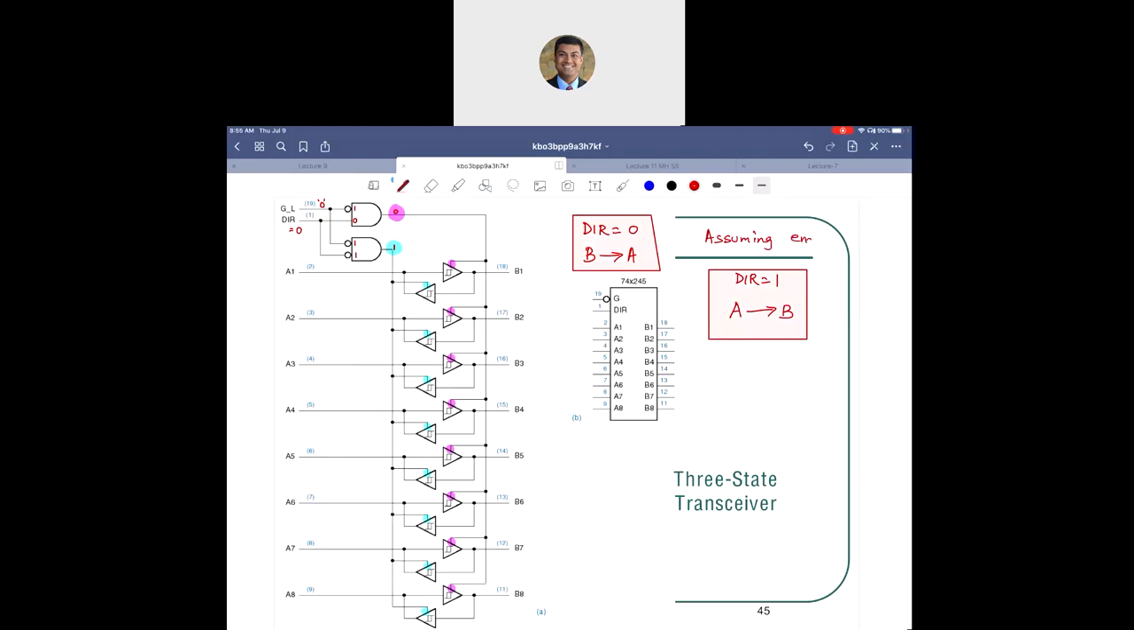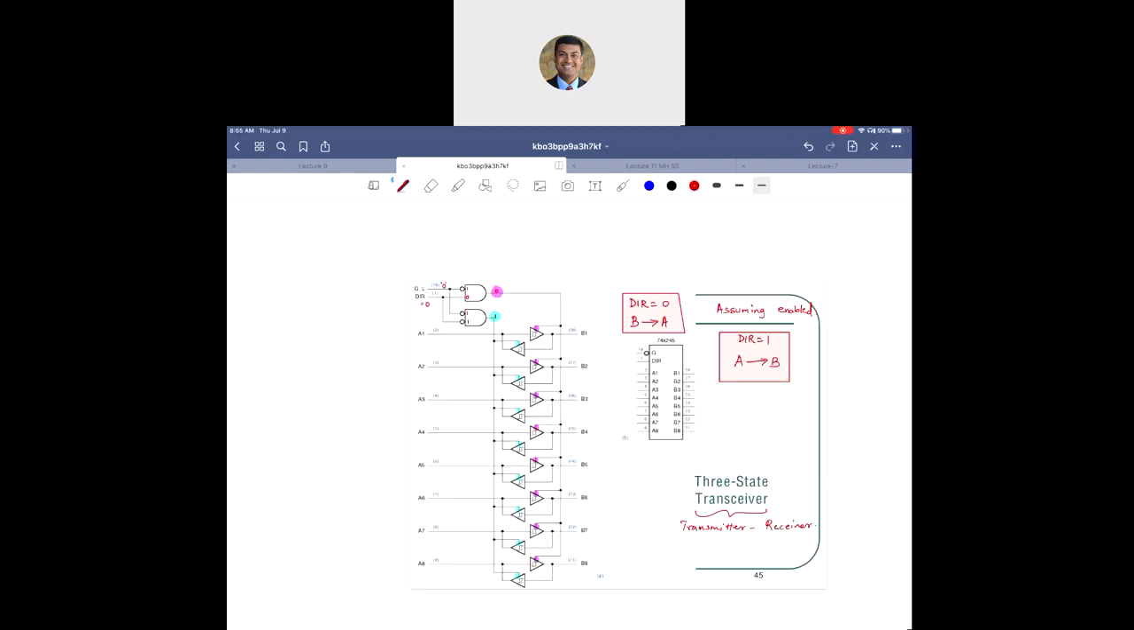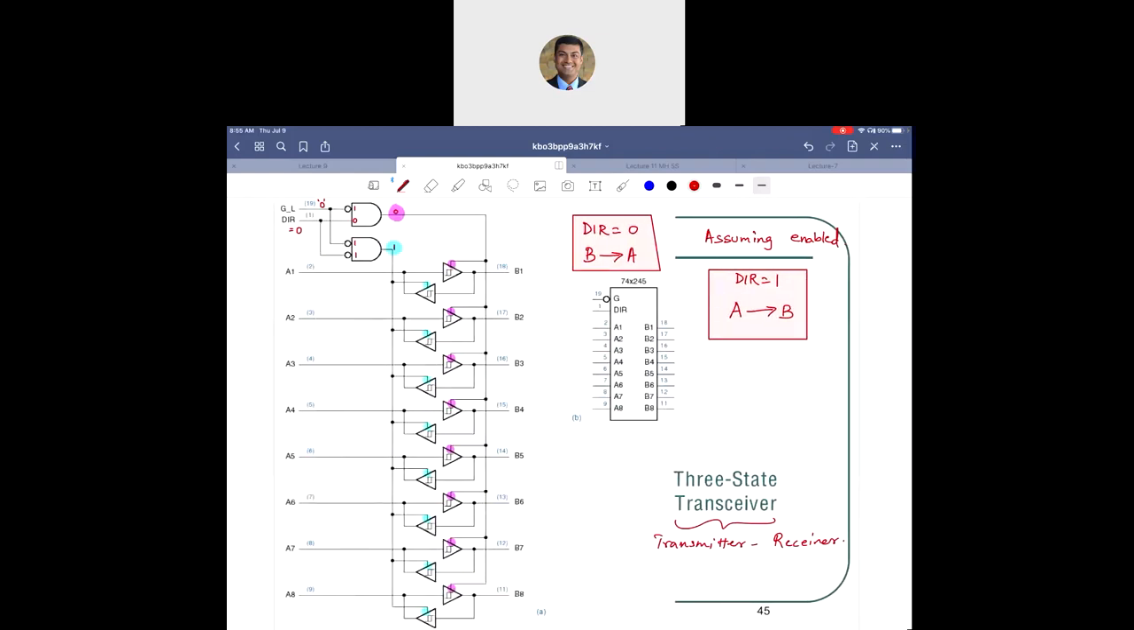We have assumed enabled, right? So we have made sure that G underscore L, the active low enable, is low, so it's active. Transceiver is transmitter receiver. So this can go from A to B or B to A, depending on the direction that you choose. All right, so I hope that was helpful. That's it. Okay, so I'm gonna stop the recording here for this particular lecture.